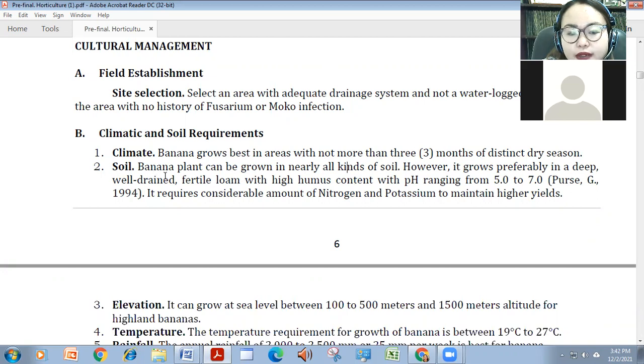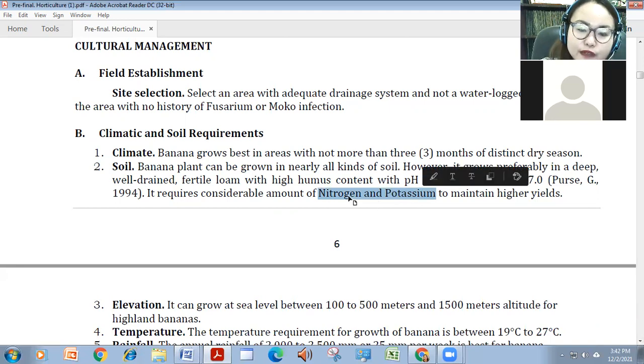And the soil, banana grows in nearly all kinds of soil, however, it's best in well-drained, fertile loam, high humus content, and a pH of 5 to 7, no? And it's very good for the growth if it is high in nitrogen and potassium.